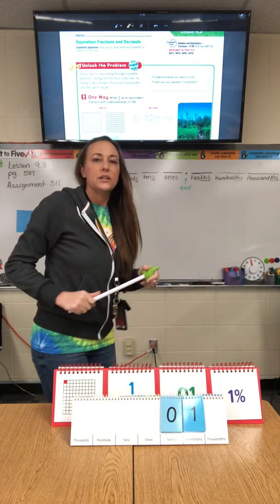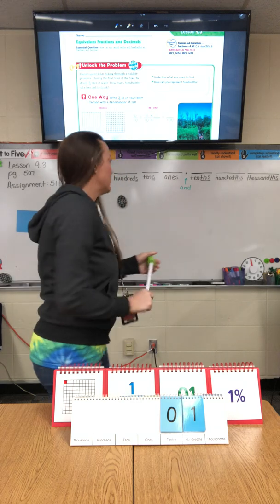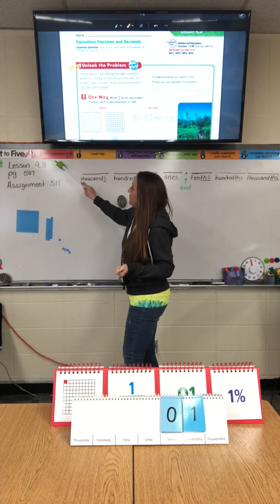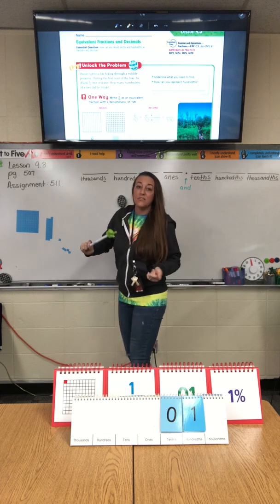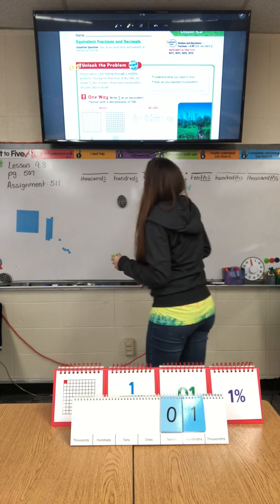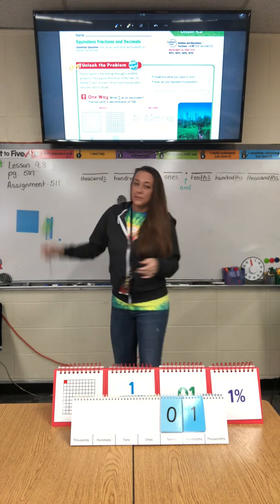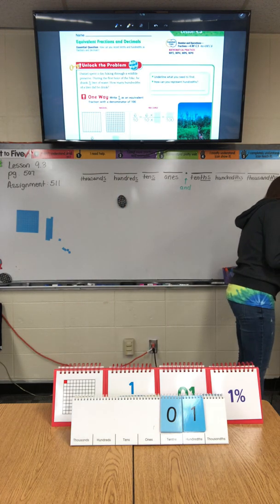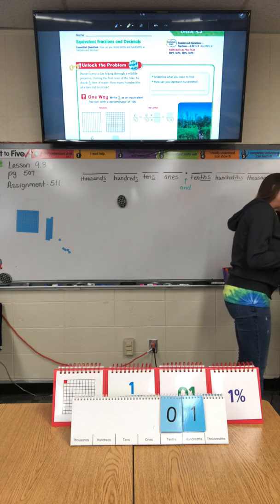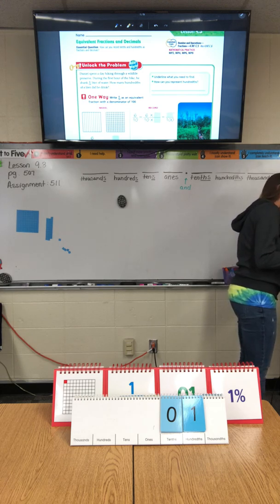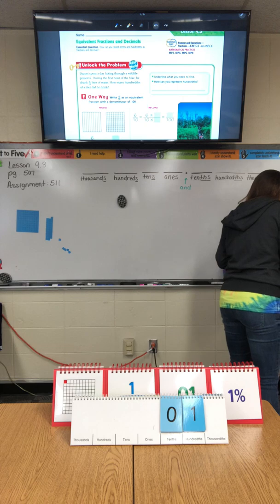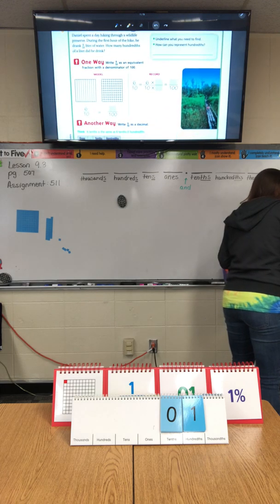Okay, so we're going to do equivalent fractions and decimals, and that is lesson 9.3, page 507. And your assignment will be 511. Okay, here we go. Our essential question says, how can you record tenths and hundredths as fractions and decimals?